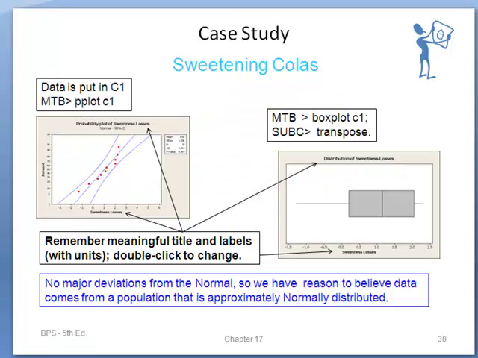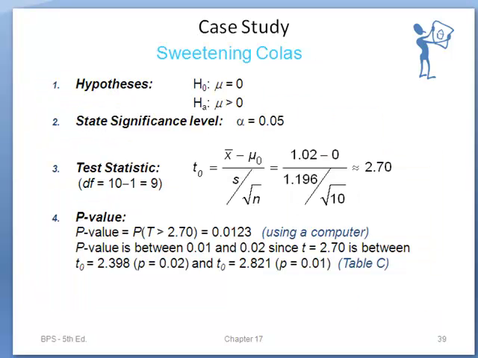From here we see from the probability plot and the box plot that there are no major deviations from normal. So we have reason to believe that the data comes from a population that's approximately normally distributed. And remember, when you do these plots, make sure you have meaningful titles, and there are the commands that you would use to get both of those plots. Now let's take a look at how we would do this problem by hand.